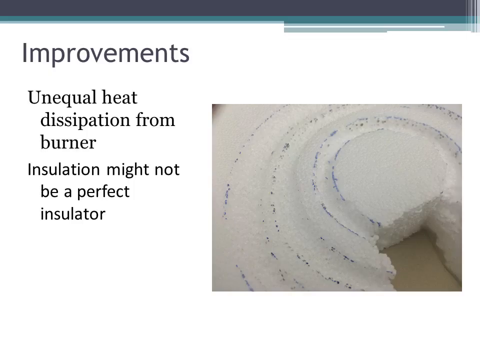Another thing is that rarely in life do we come across things that are perfect in any way. So it would be interesting to find the heat that actually goes to the insulation and include that in our main heat transfer equation. If we did that, I'm sure we'd come out with even more correct numbers for our thermal conductivity and emissivity.